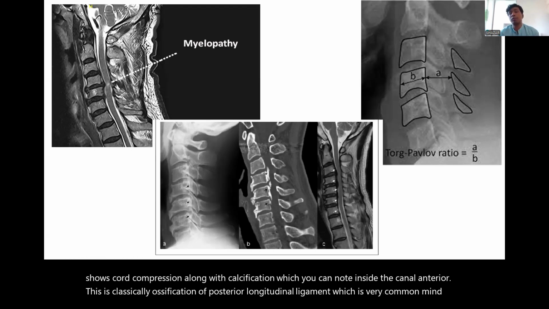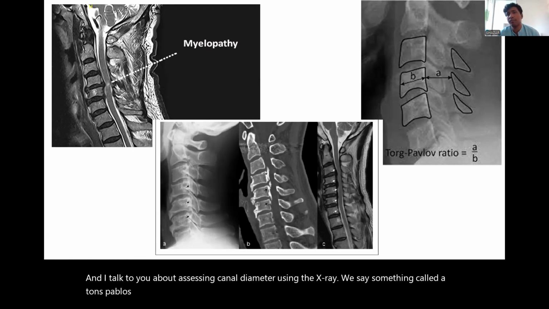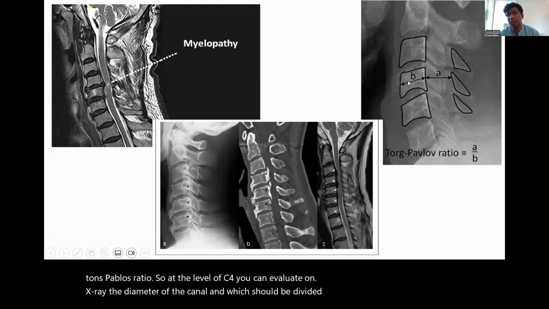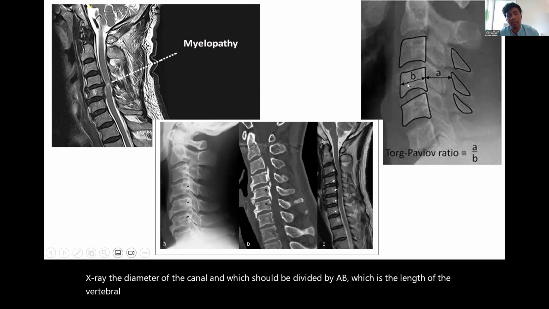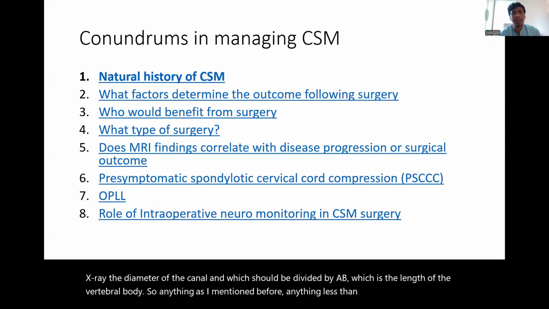And I talked to you about assessing canal diameter using the X-ray. We call it the Torg-Pavlov ratio. So at the level of C4, you can evaluate on a CT or an X-ray the diameter of the canal, A, which should be divided by B, which is the length of the vertebral body. So anything, as I mentioned before, anything less than 0.82 is significant.